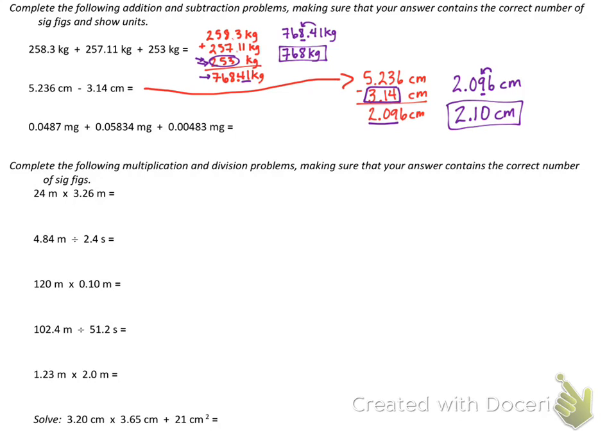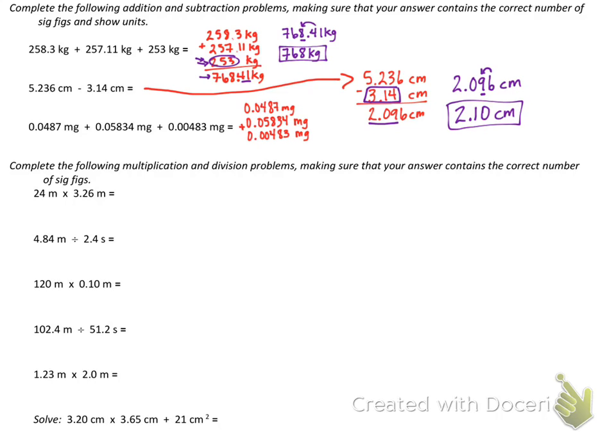Alright, my next problem, and I'm still not writing very small. My next problem, I'm adding, so I'm going to bring it back closer. In this problem, I'm adding 0.0487 milligrams. I'm also adding 0.05834 milligrams. And I'm adding 0.00483 milligrams.